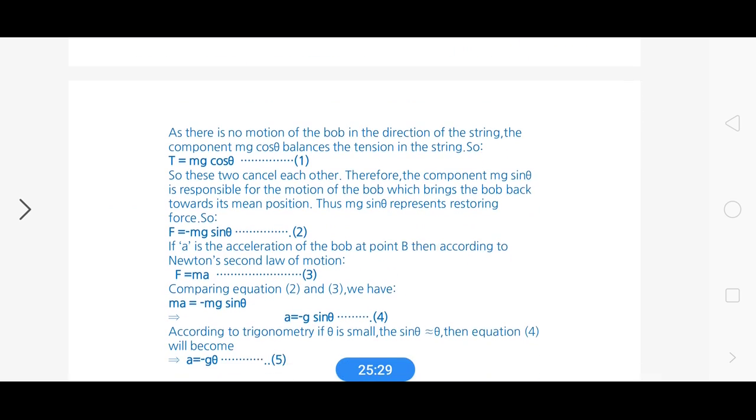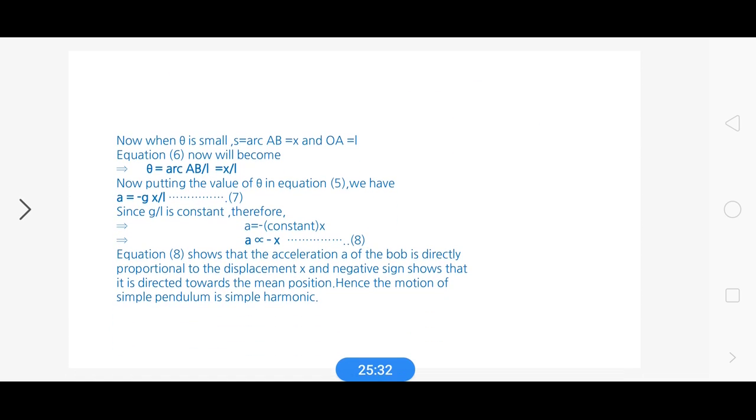AB is equal to X and OA is equal to L. So theta is equal to AB by L, that is X by L. For small values of theta, sin theta is equal to theta and also tan theta is equal to theta. So therefore we get theta is equal to X by L. If we imagine a triangle OAB, it is a right angle triangle.